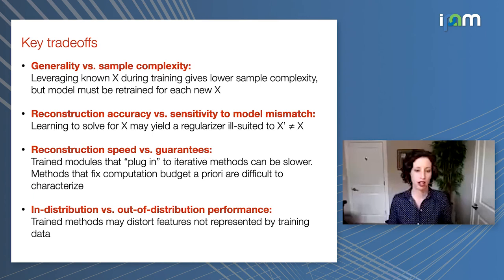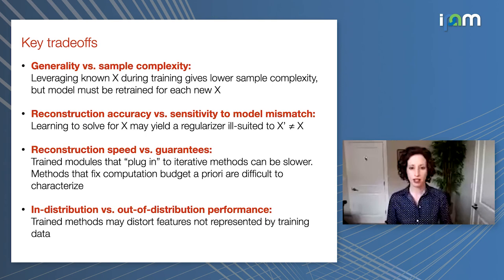So the first trade-off is generality versus sample complexity. And this is something that we touched on earlier. So if we know X, our forward model during training, then what we've seen is that using it during training gives us lower mean squared errors. So in other words, it lowers our sample complexity. But the trade-off there is that now we have to retrain our model every time we have a new inverse problem. I can't just train once and just be done with it. And so I've got a much less general approach than these decoupled approaches are.